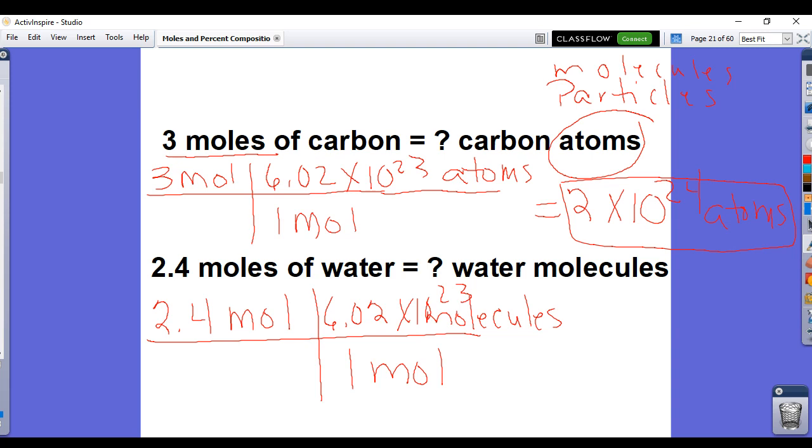So let's look at your calculator. And again, we're multiplying because the two numbers are side by side. So 2.4 times 6.02 EE23, and that gives me, and let's look at our sig figs, we have 2 here and 3 here, so we want to round it to 2. So that gives me 1.4 times 10 to the 24th molecules.